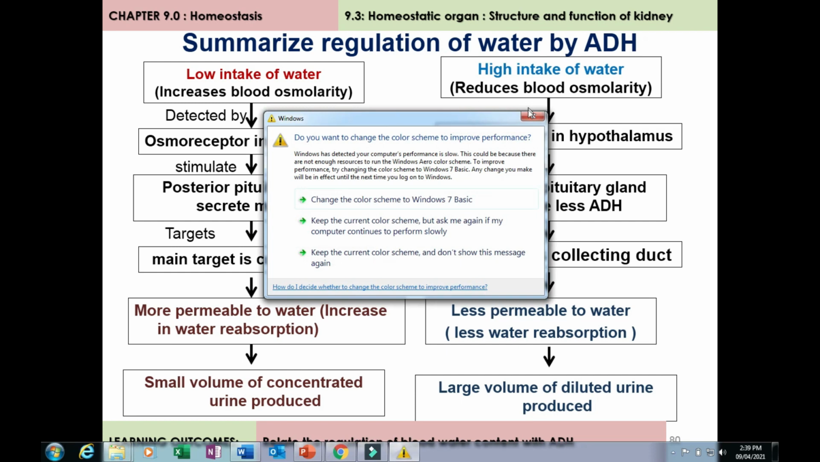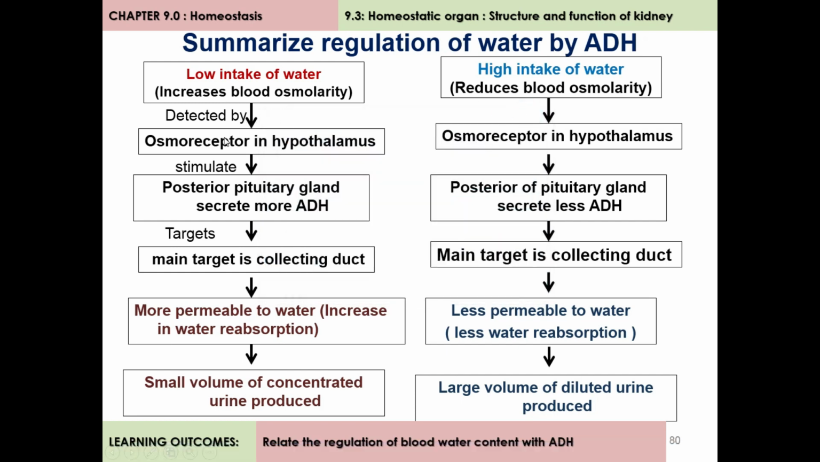Okay, bila increase blood osmolarity, detect by osmoreceptor in hypothalamus. So, osmoreceptor in hypothalamus stimulate posterior pituitary gland to secrete more ADH. Bila banyak ADH, dia akan target dekat collecting duct. Collecting duct akan absorb more water. Bila absorb more water, increase water reabsorption, dia akan menghasilkan concentrated urine ataupun air kencing yang pekat.